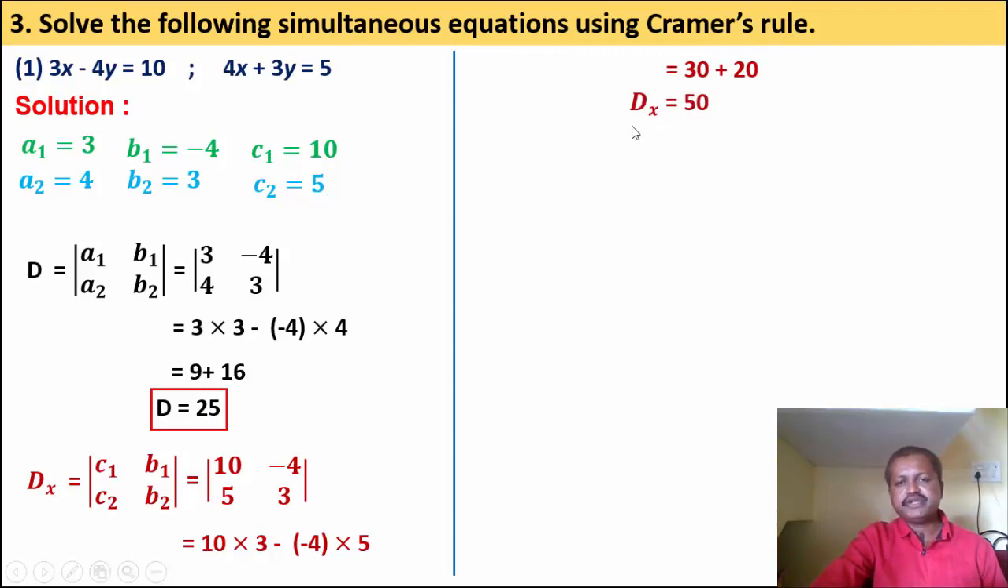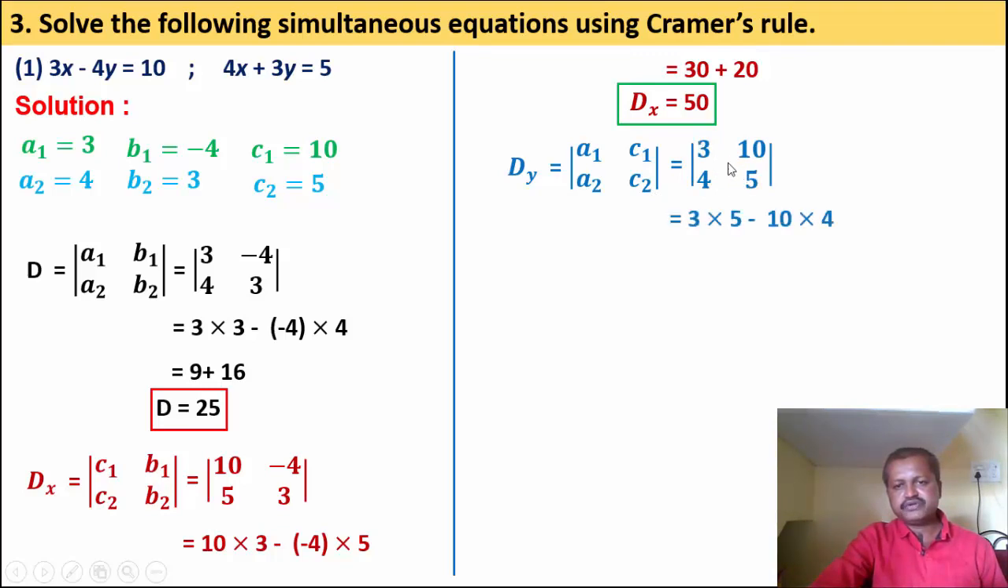So this is the value of dx. Right here, dx is equal to 50. Now calculate the value of dy, which is a1 c1, a2 c2. So put in the values: 3, 10, 4, 5. Now take cross multiplications, 3 into 5 minus 10 into 4. Now simplify this: 3 into 5 is 15, minus 10 into 4 is minus 40. So 15 minus 40 is equal to minus 25. So this is the value of dy.